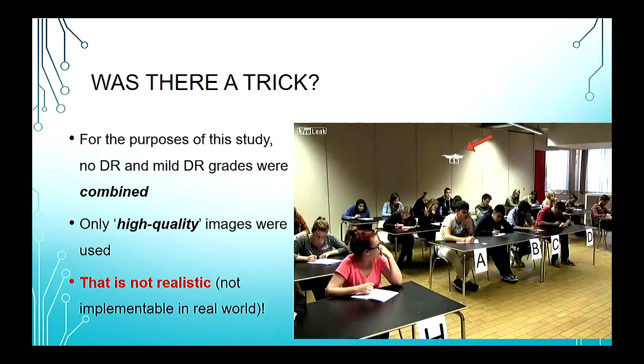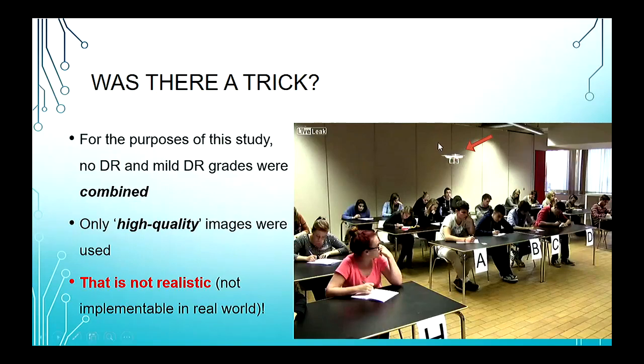That's not realistic. That's one of the problems that Google and other companies have implementing AI in the real world, because in the real world, good images are not that common. If you're taking photos in a rural community using a less than optimal camera, AI is not going to work. Again, that's one of the parts where the human can easily outperform. Humans are better at dealing with low quality images than AI.